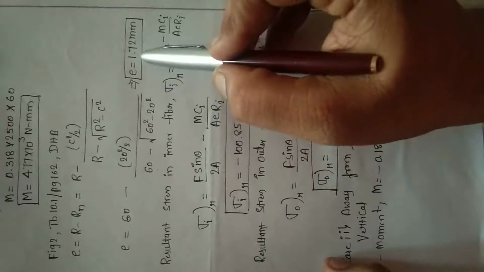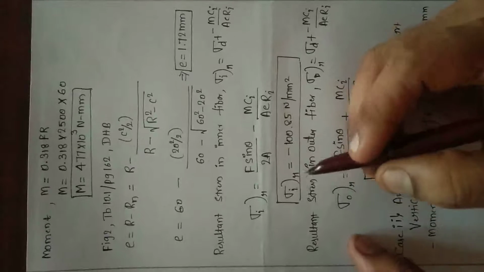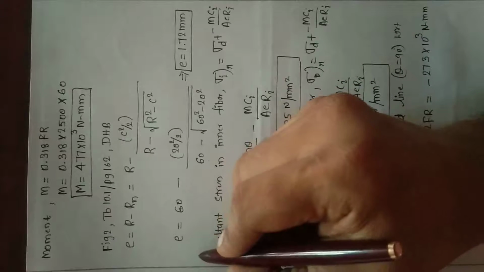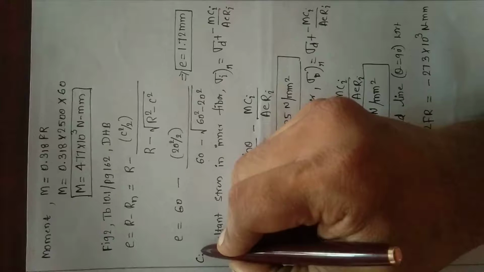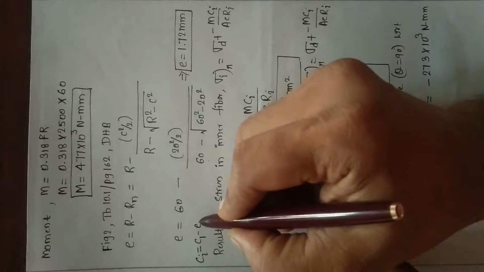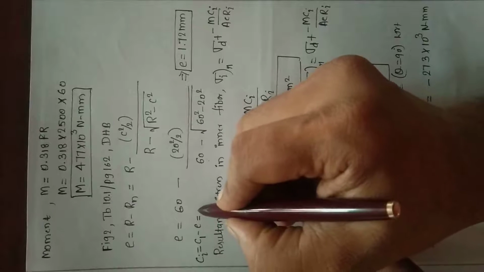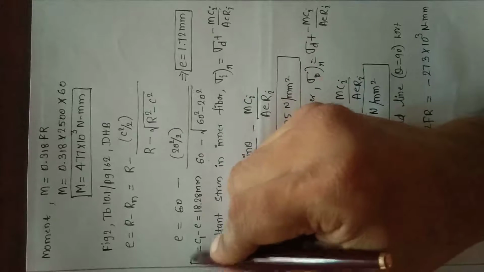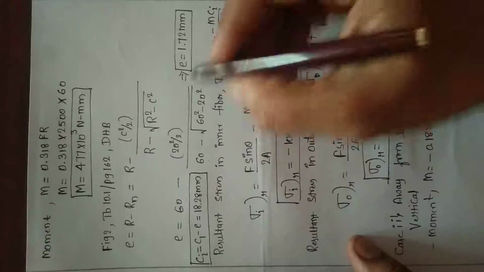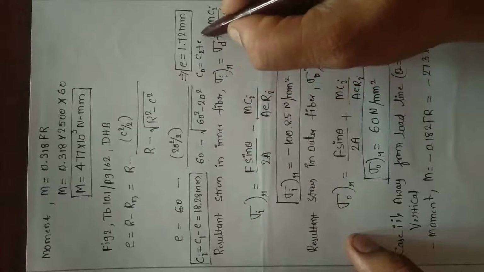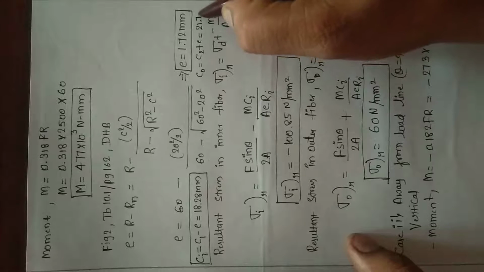Once I have the e value, I can easily find C1, Ci and C0. Here I forgot that. So Ci is equal to C1 minus e. If I give the values, Ci I will get is 18.28 mm. So what will be the C0 there? C0 is equal to C2 plus e. This I'll get as 21.72 mm.